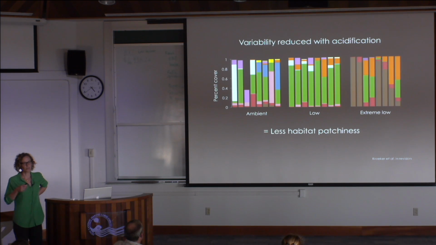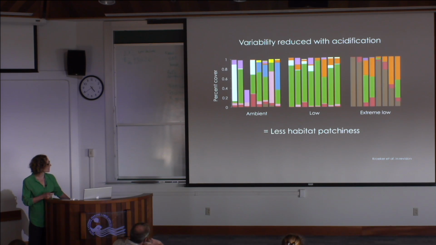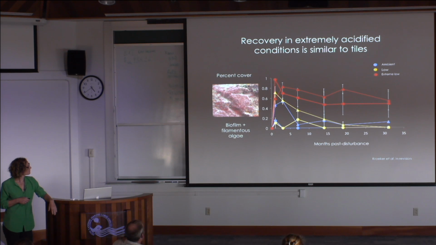It's persisted throughout the 3 years where we see this higher variability in the ambient pH zone, which suggests that indeed we do see more habitat patchiness or higher variability in ambient conditions. So again, we can look at these groups, again showing similar colors. Now I've got biofilm filamentous on the y-axis, and like we see in the tiles, there's a lot of colonization by these species across the pH zones. Again, they're replaced, but they persist in this extreme low pH zone.